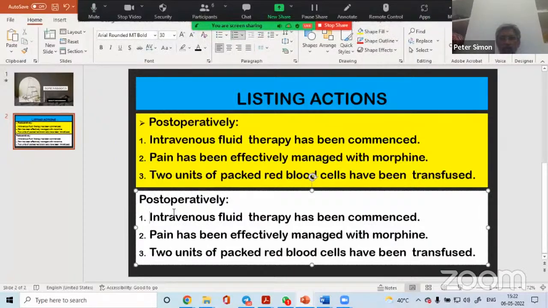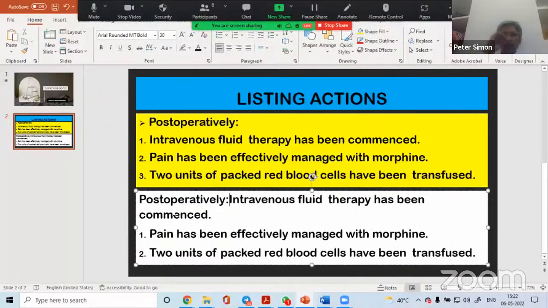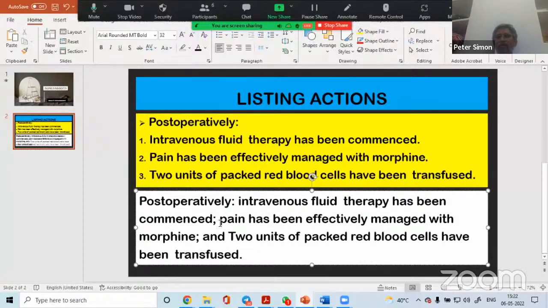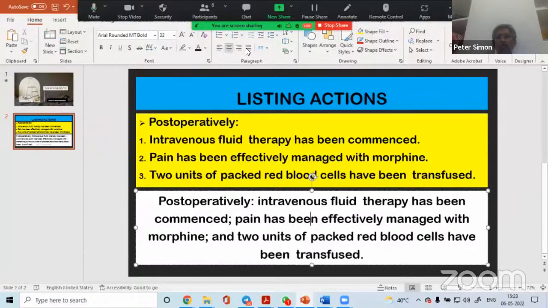Post-operatively, okay, intravenous, sorry, small letter, intravenous fluid therapy has been commenced. Remove full stop and put semicolon. Then remove P capital letter. Pain has been effectively managed with morphine, semicolon. Lastly, and 2 units of packed red blood cells have been transfused. Finished. Okay, this is how you have to write.